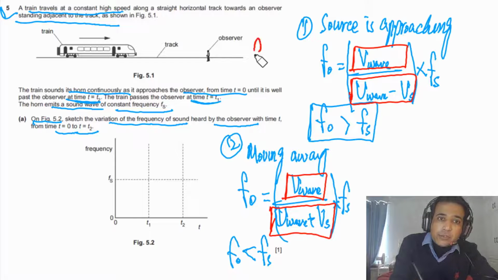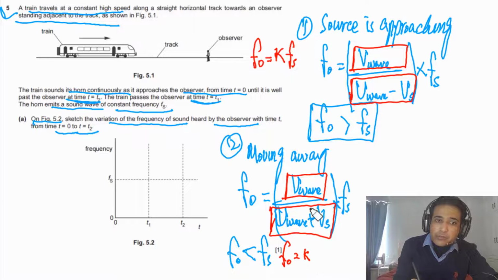So we can also write down for simplicity, observed frequency will be equal to some constant factor times fs. And here we can also say observed frequency in this case will be equal to some constant factor times fs. This is a constant factor because the speeds are constant, so that's the reason the heard frequency will be constant. We can say this is k1 and this is k2 because these are two different constants.